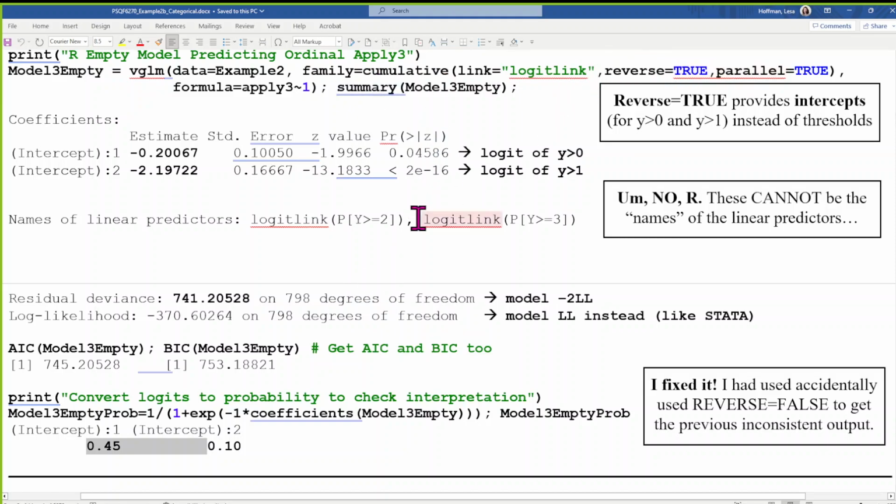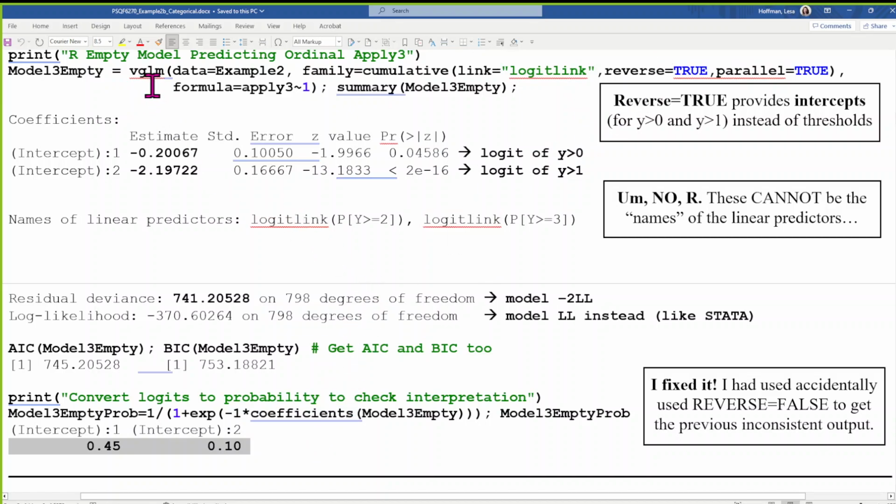So I corrected it down here, but I have a note. In my R code, I had accidentally put false here. I think I was testing to make sure that I knew what it was doing, and the probabilities that it spit out were exactly backwards. So I fixed it in this handout, and it's all internally consistent now.